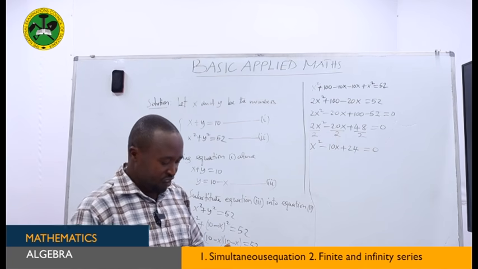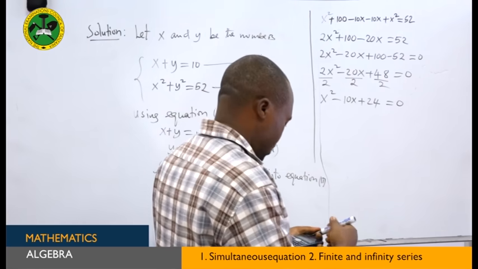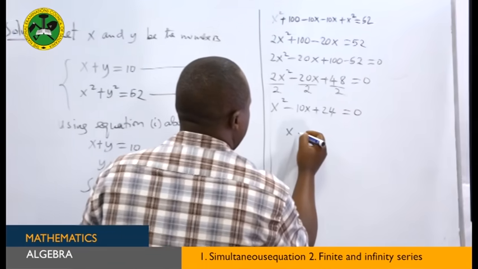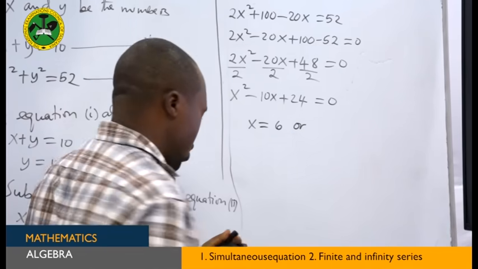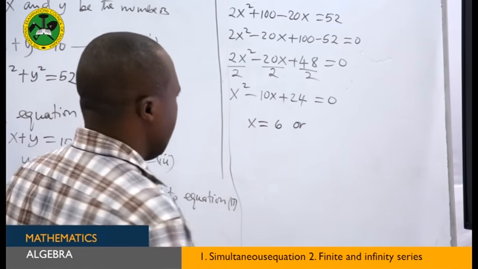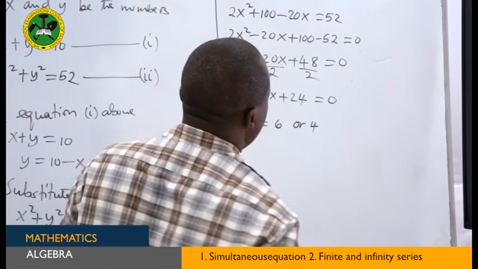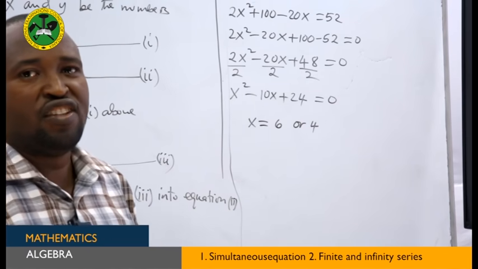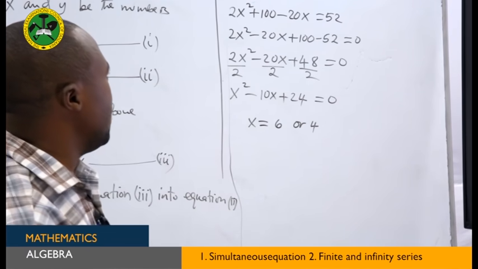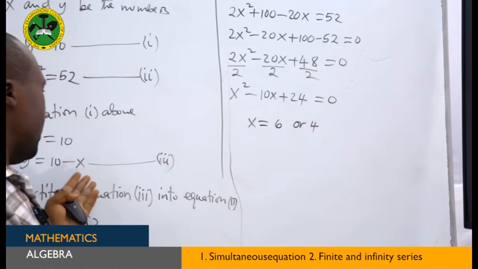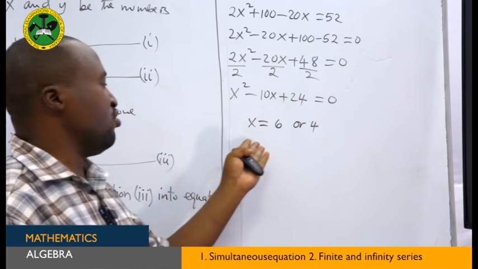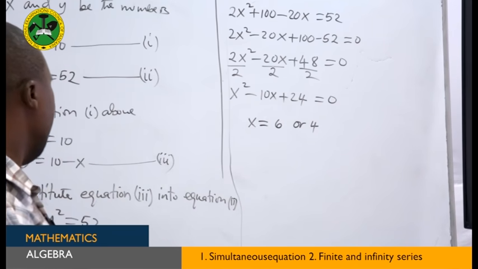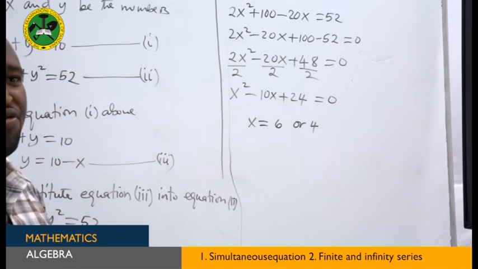Now, the answers are: x is equal to 6, or the second value of x is equal to 4. We have two values of x. Now, my dear student, we can use equation 3 to find the possible values of y, because now we have values of x. Now it is simple to find the values of y.